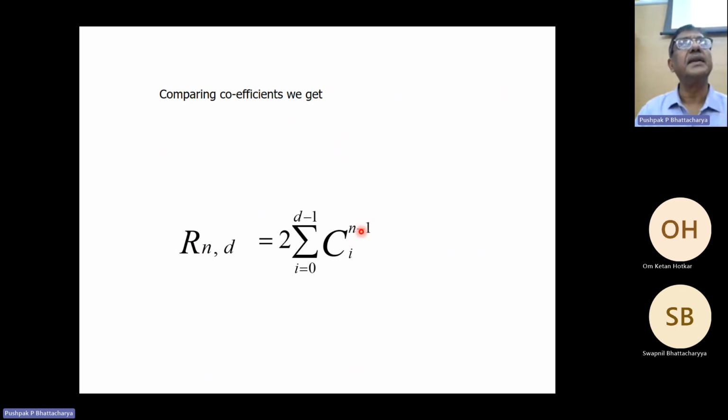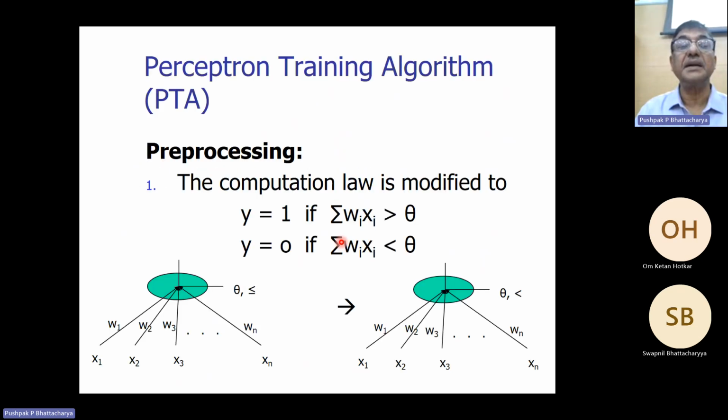Okay, we'll derive this slowly and rigorously. The steps are here, we'll do that. So let's end the class by remembering what we did in the last class. We did the perceptron training algorithm.